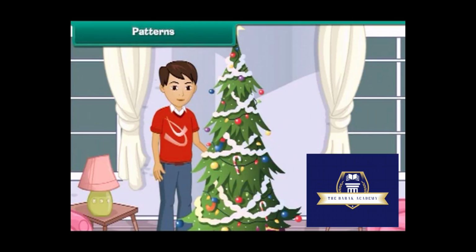It's Christmas time and Sam is busy decorating his Christmas tree with lights. The bulbs in the light series are red, blue, green and yellow. And again, the same colored bulbs repeat. They form a pattern.